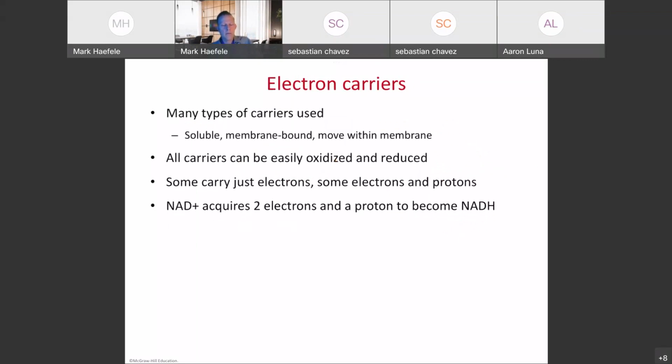So we already talked a little bit about the electron carriers. We actually have more than just NAD+. We have a couple of other types of electron carriers as well. We have another one that's referred to as FADH. And then we have another one a little later on in photosynthesis that we'll see. But we have a couple of these electron carriers that we use.